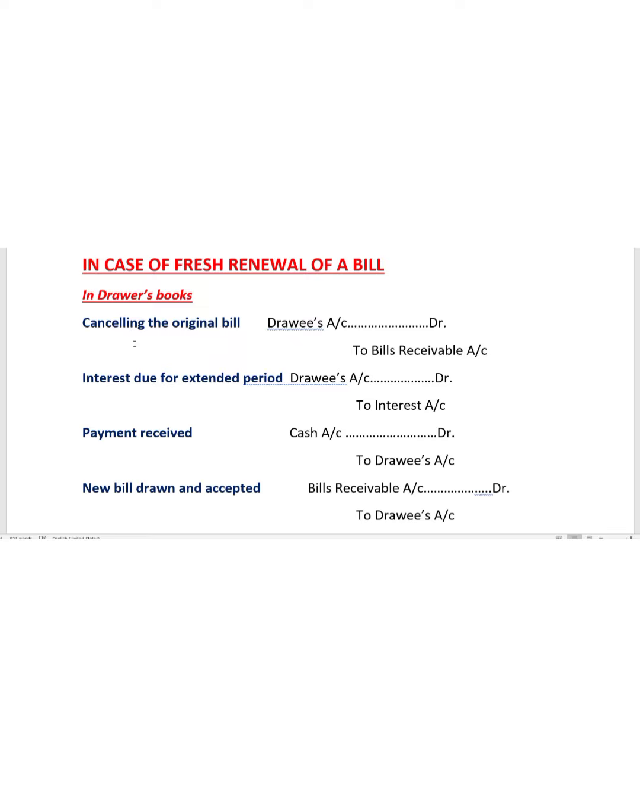And for the remaining amount, the drawee is giving you again a fresh bill. For the fresh bill, the same entry we used to pass in the beginning. In drawer's book we write bills receivable, and in drawee's book bills payable. So in drawer's book, bills receivable account debit, you are receiving the bill, to drawee's account. These four entries will be passed in case of fresh renewal in drawer's book.